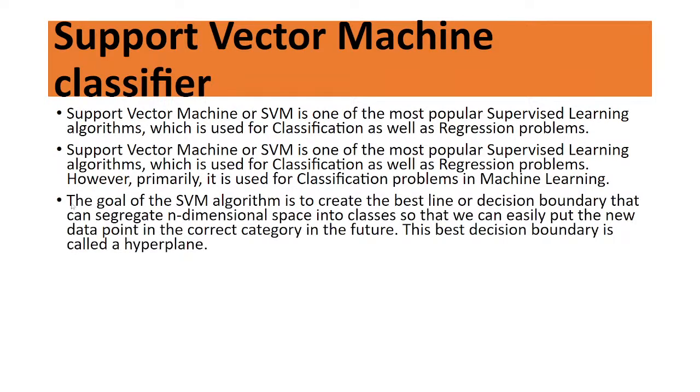So now what is the main goal of the support vector machine? The main goal of the support vector machine algorithm is to create the best line or decision boundary that can segregate n-dimensional space into classes, so that we can easily put new data input in the correct category in the future. The best decision boundary is called the hyperplane.